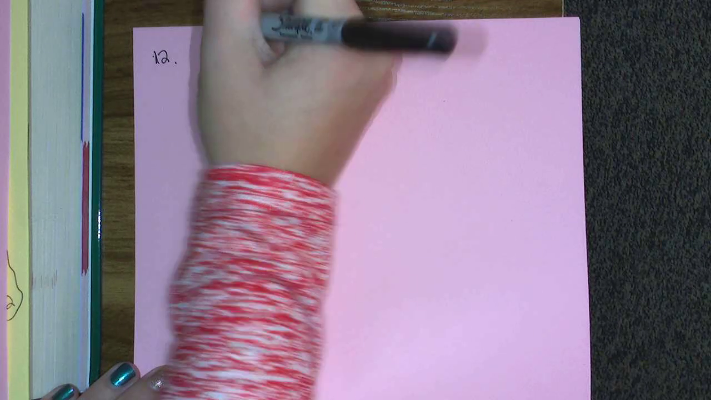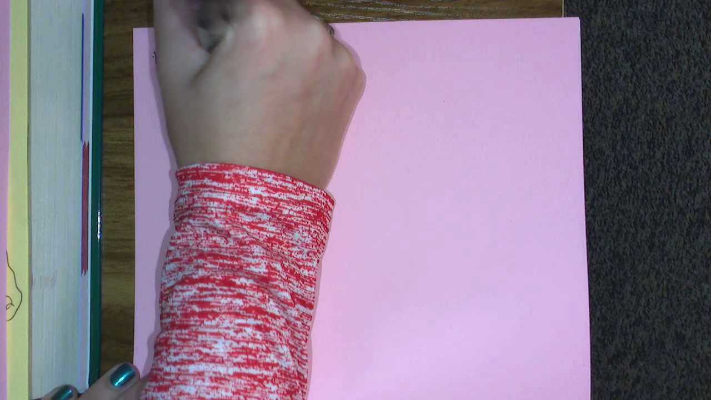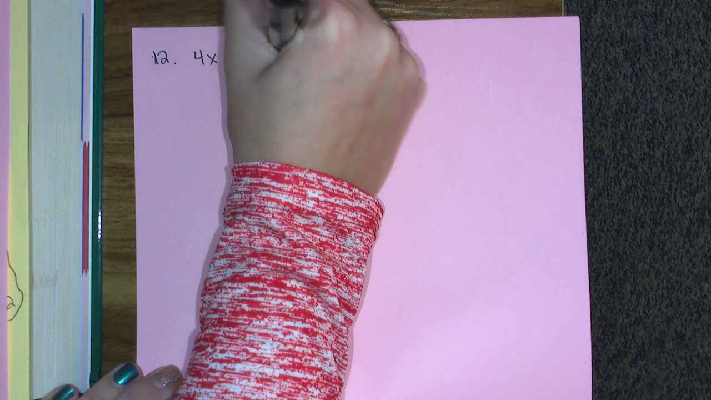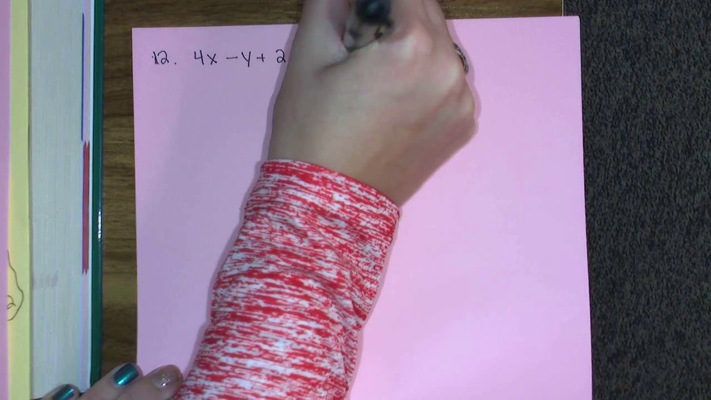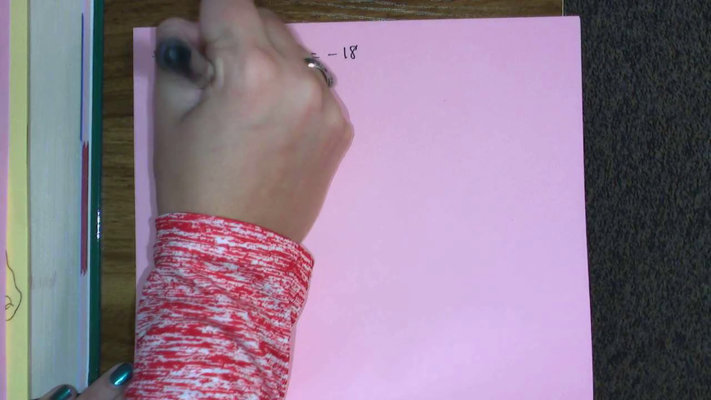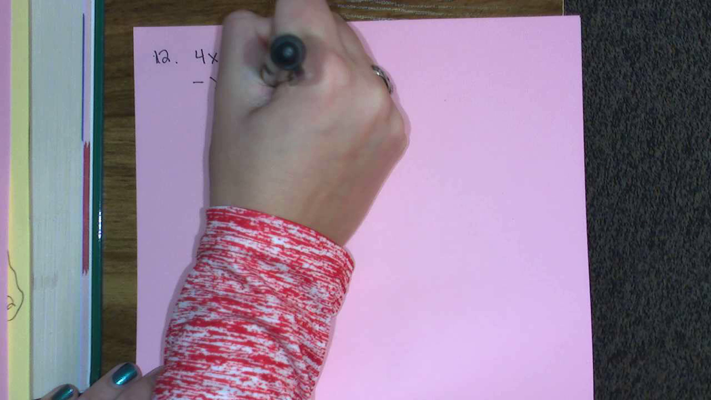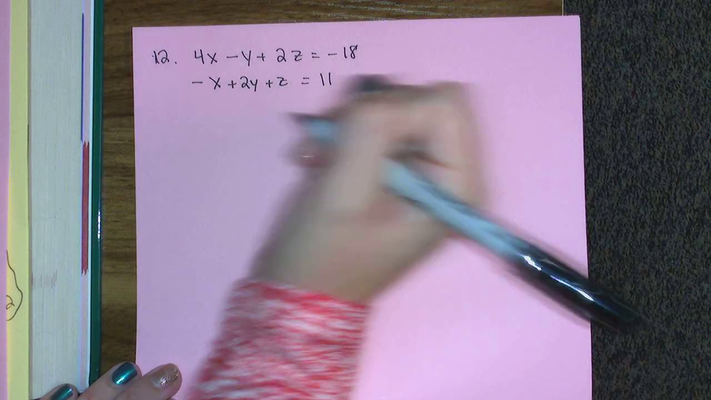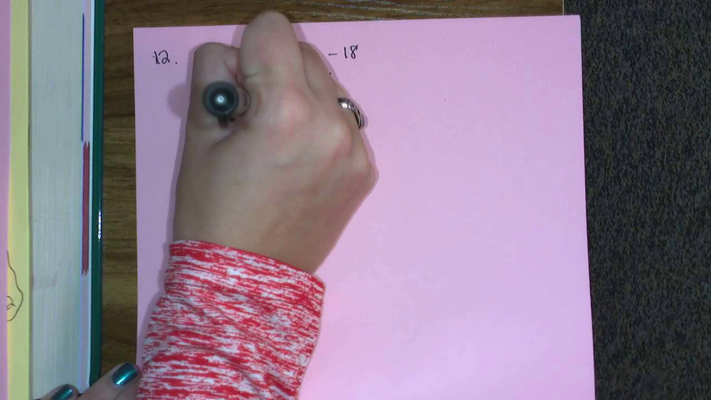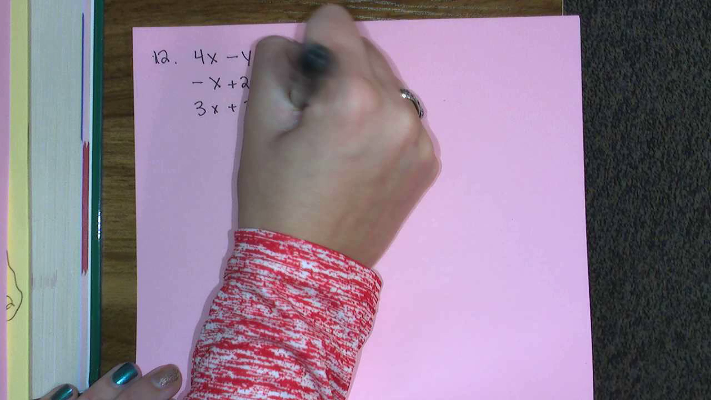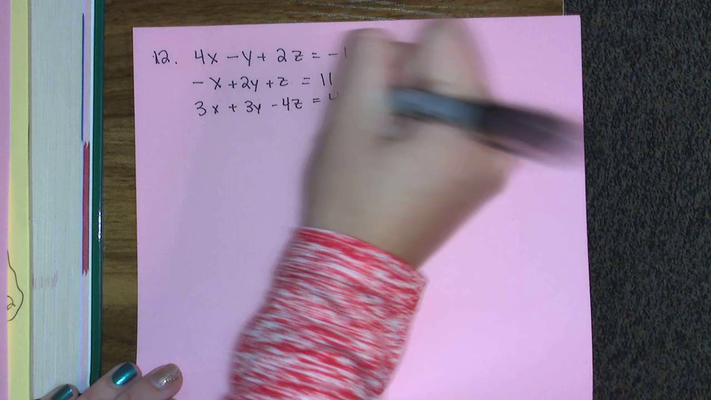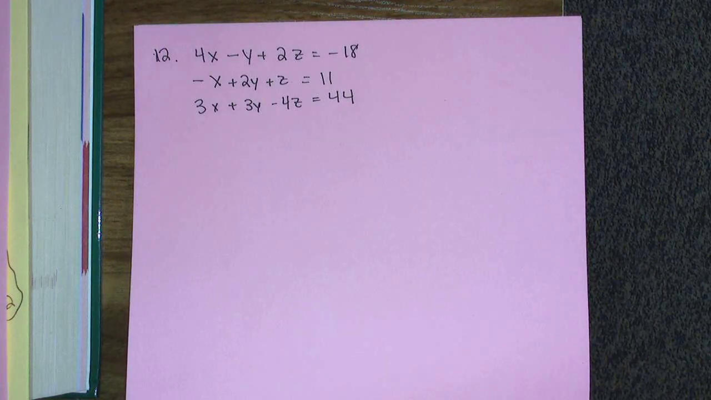Okay? 12. 4x minus y plus 2z is equal to negative 18. Negative x plus 2y plus z is equal to 11. 3x plus 3y minus 4z is equal to 44. Okay, so what's our first step? Let's see if y'all can walk me through it.